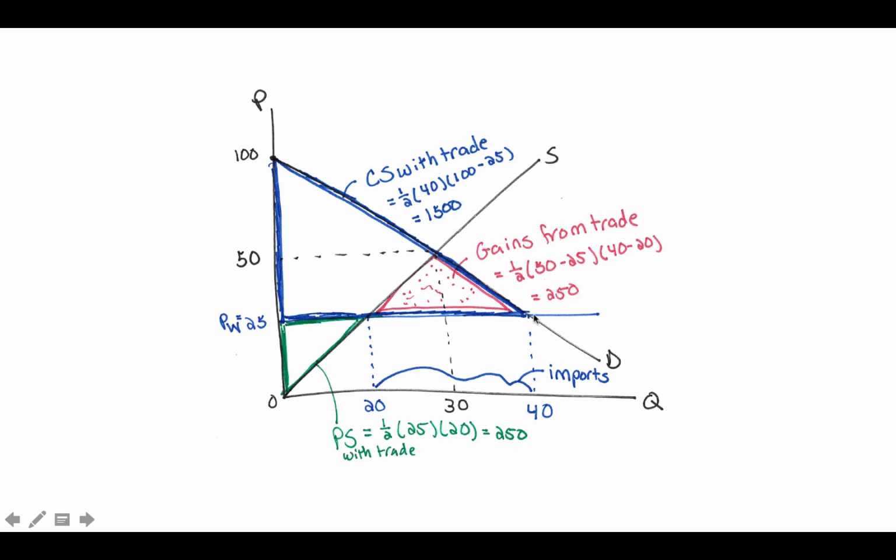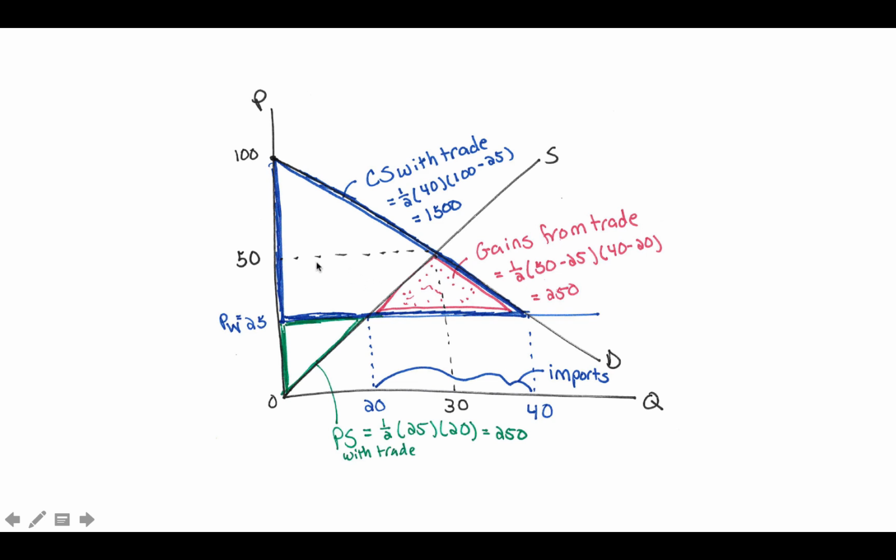And then this red triangle right here is what the economy gains from trade being allowed into this economy. And so the area of this triangle, the gains from trade, is 1/2 times 50 minus 25, which is the height. And then the base is the amount of the imports, 40 minus 20, or 20. The gains from trade are 250. So that's how much we are as an economy better off because trade came into this economy.